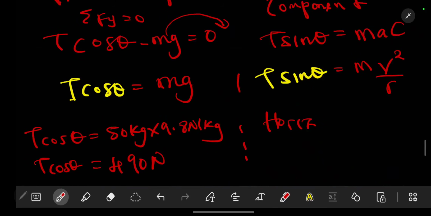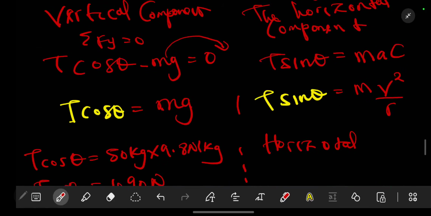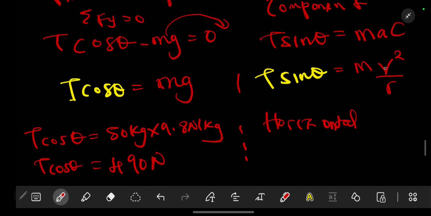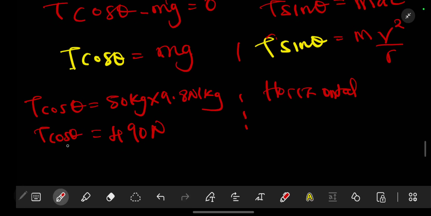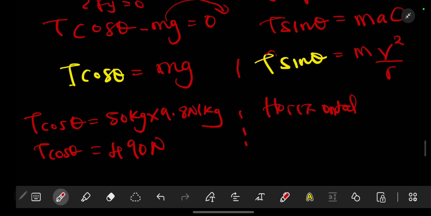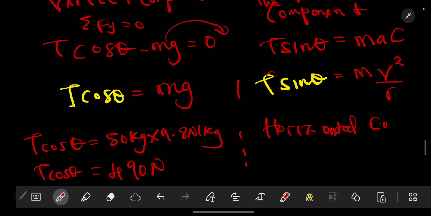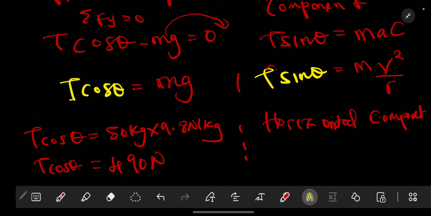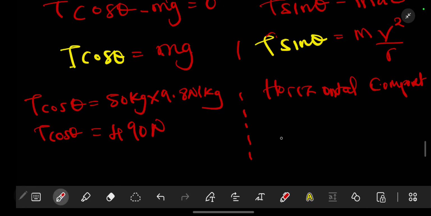We have the vertical, this is the horizontal. The horizontal, we don't have the velocity, but we have found Tcosθ is equal to 490. So the horizontal component is not like mt sine of theta equal to mv squared. Not really. Even here, the horizontal component is just equal to T sine of theta. So this is our horizontal component.